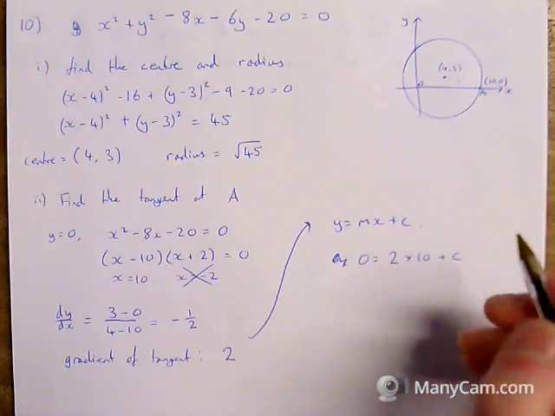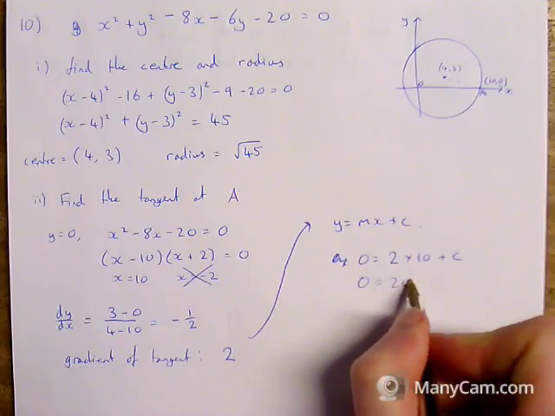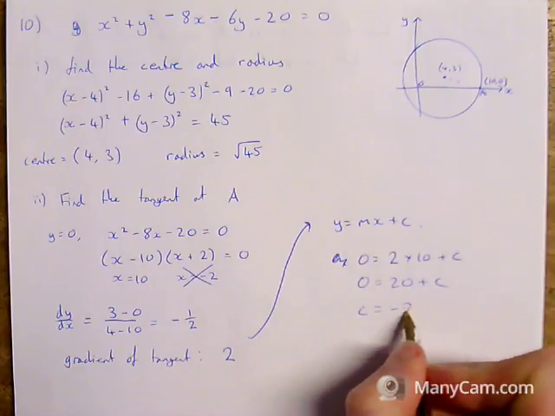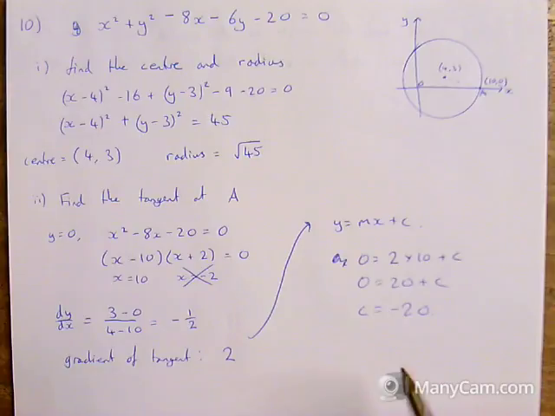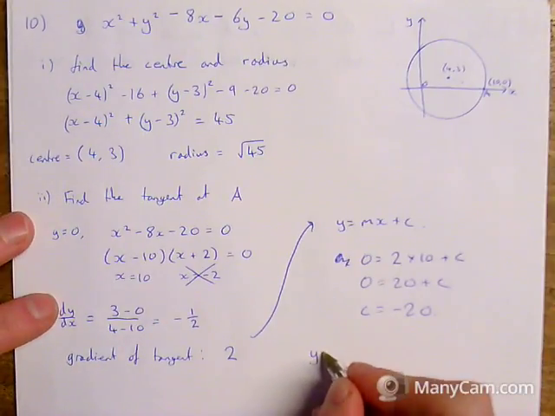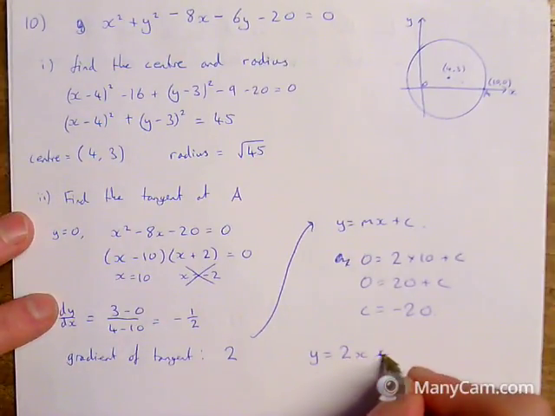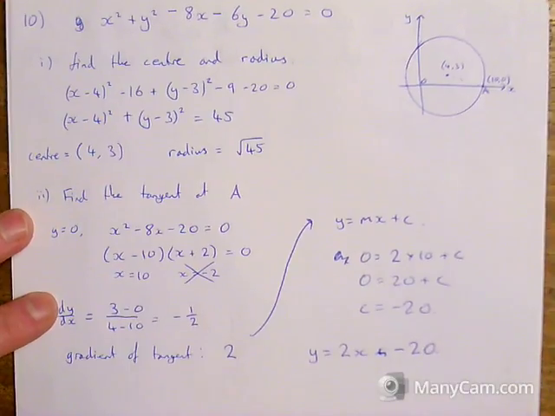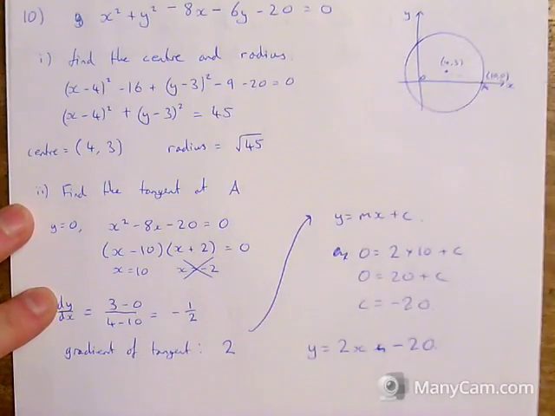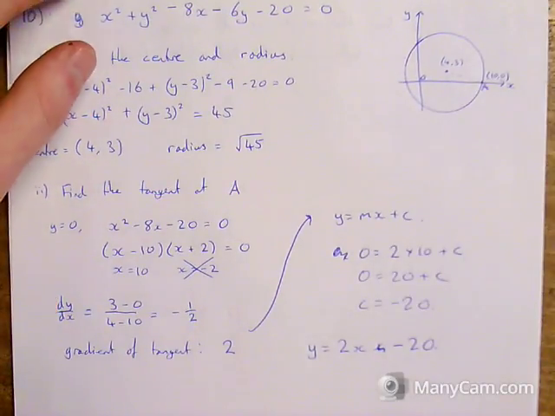And my value for c we're trying to find out. So we've got 0 equals 20 plus c. So c has to be minus 20. Putting that all back into my equation, I'd end up with y equals 2x minus 20. So the equation of that tangent is y equals 2x minus 20.